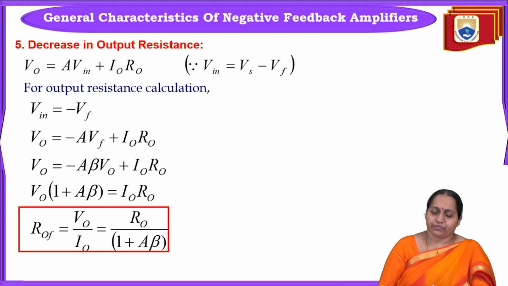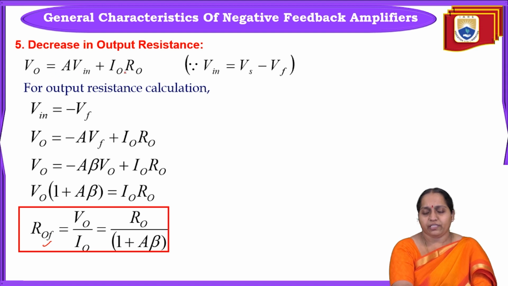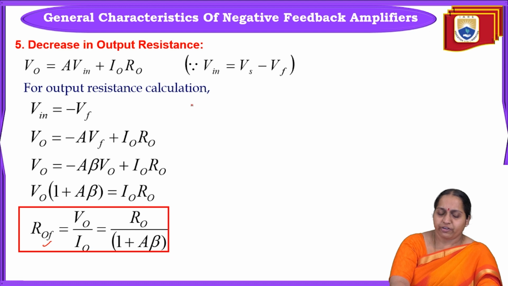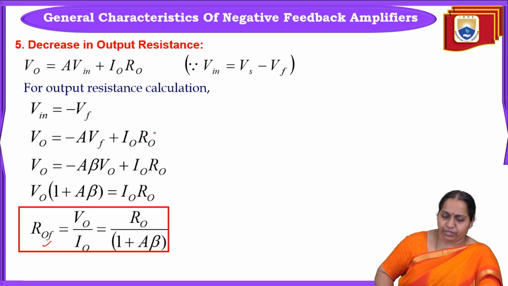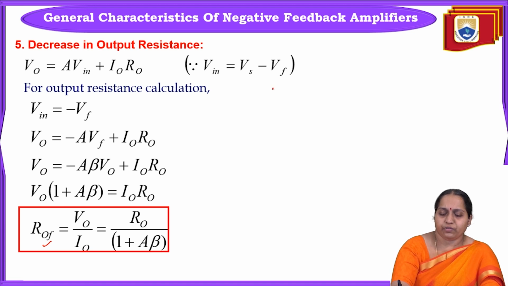Same as how we have shown for input impedance, now we'll try to write equation for R0F. So generally what is equation for V0? V0 equal to A into Vin plus I0 into R0. For output resistance calculation, Vin is equal to minus Vf, since Vn equal to Vs minus Vf. Then V0 equal to what? Minus A into Vf plus I0 into R0.